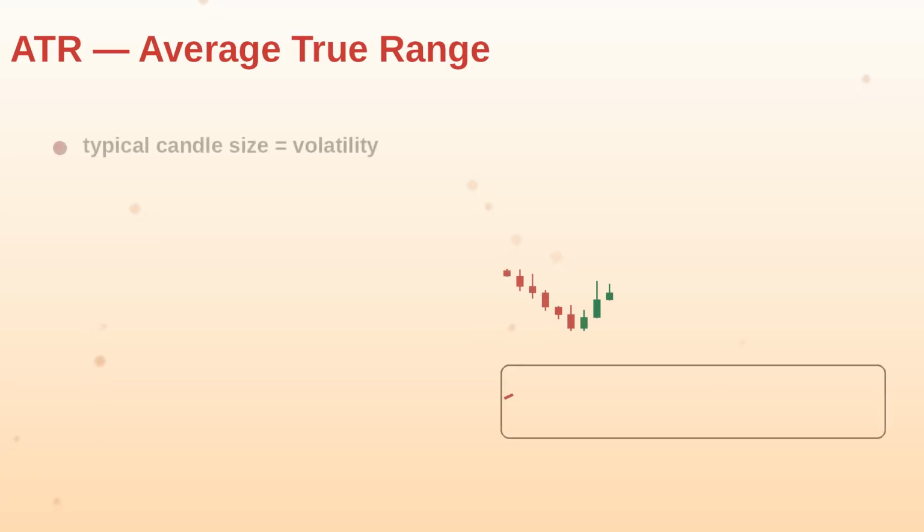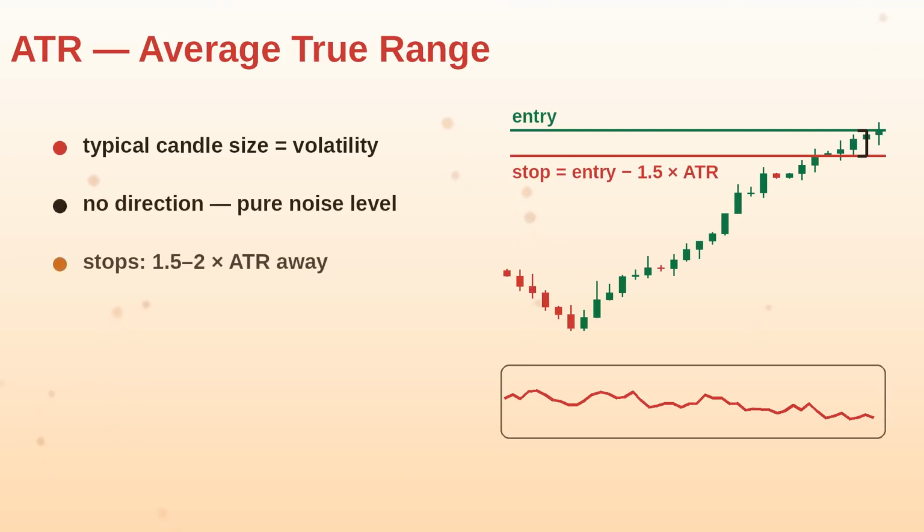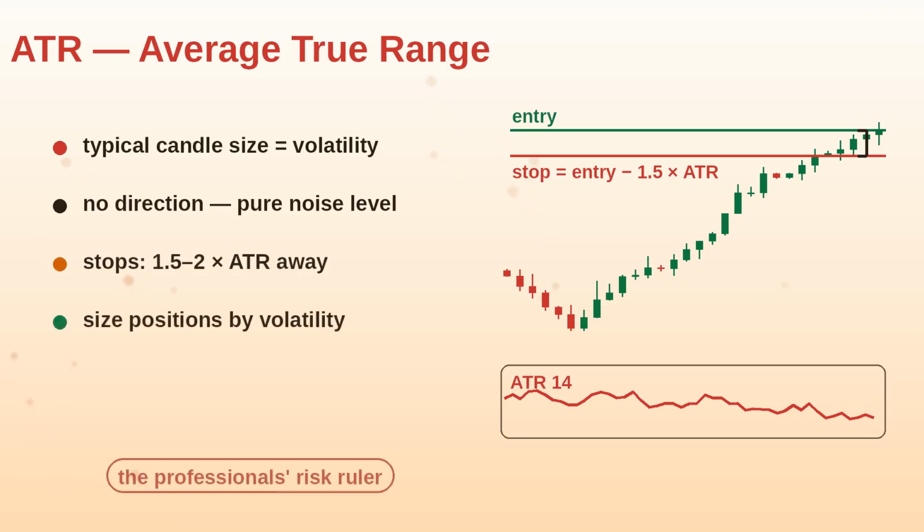The average true range, ATR, is the most underrated indicator on this list. It measures one thing, the size of a typical candle, pure volatility, no direction at all. So what's it for? Stops and sizing. Place your stop loss 1.5 to 2 ATRs away, and normal market noise won't shake you out.